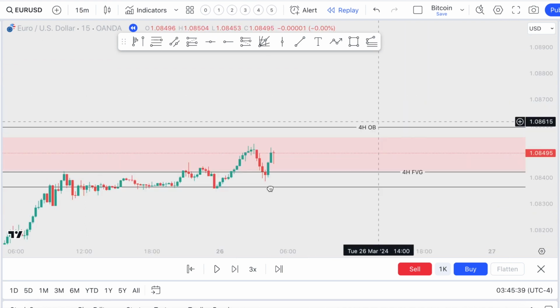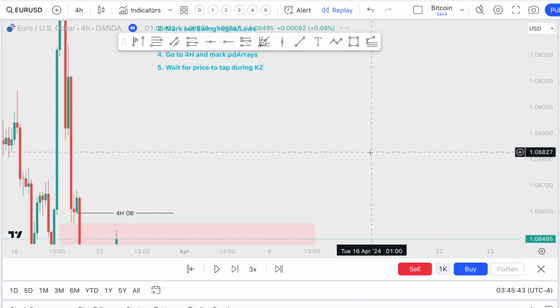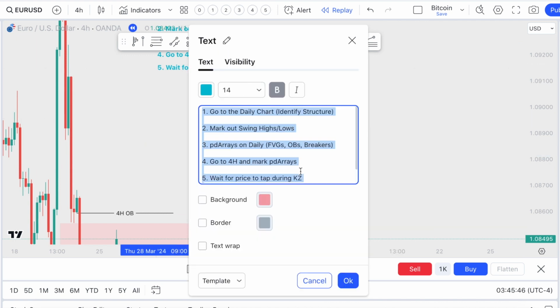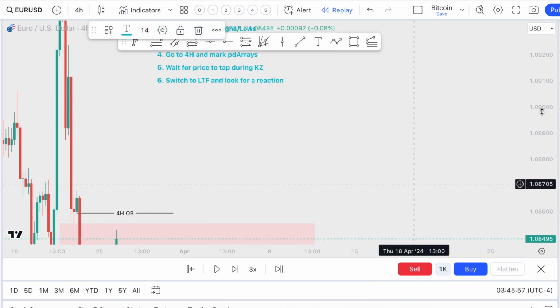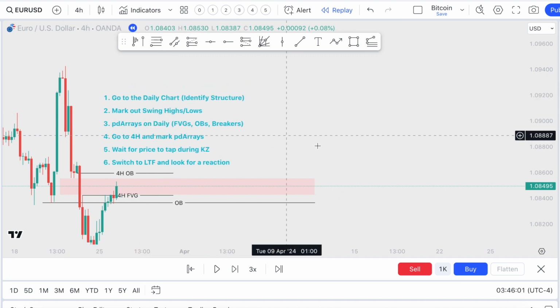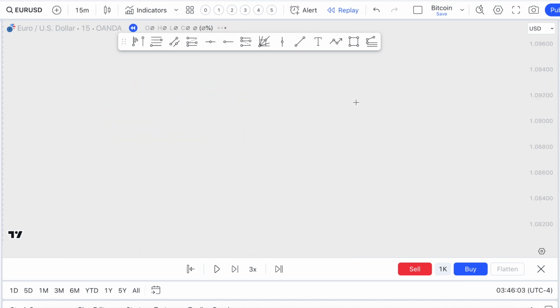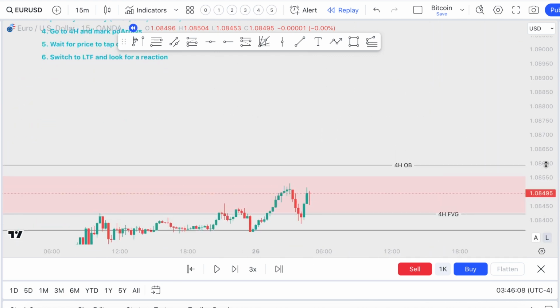Where is it? Go back to 4. What you're going to do once price taps it is switch to lower time frame and look for a reaction. By reaction, I mean a market structure shift and engulfing, something along those lines.